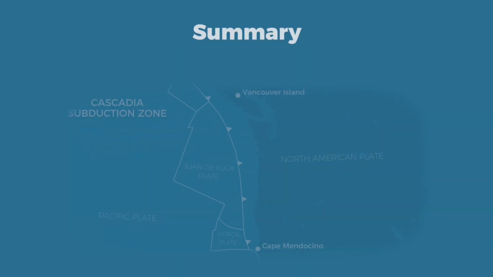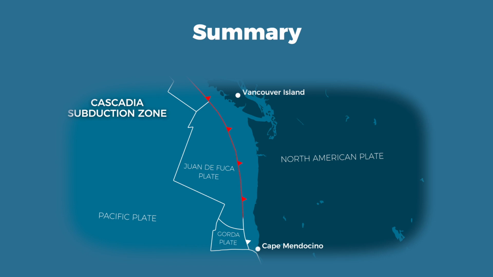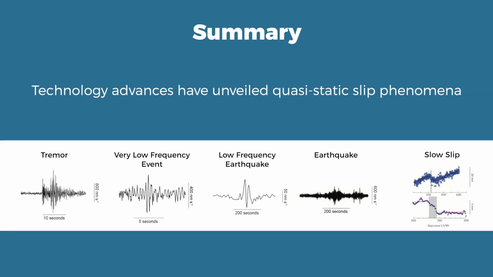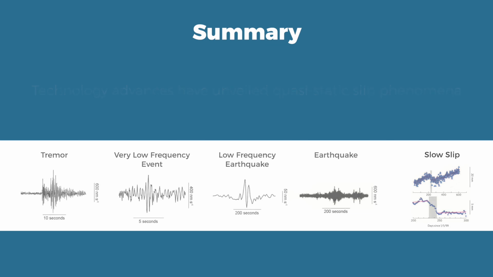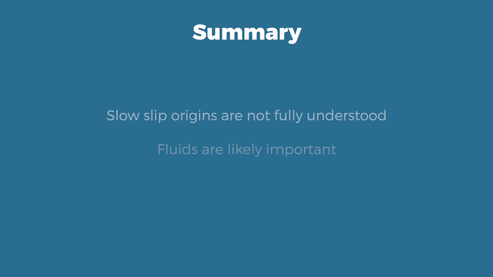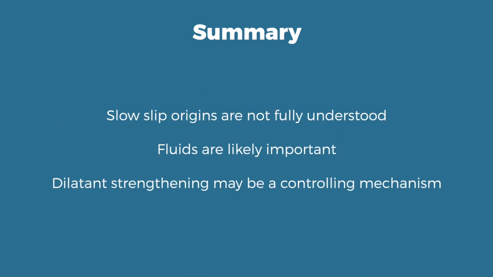So in summary, the Pacific Northwest is home to the Cascadia subduction zone. Recent advances in monitoring technology have unveiled a family of quasi-static slip phenomena at 30 to 40 kilometers depth. Episodic tremor and slip events are thought to originate in this zone, where continuous seismic tremor coincides with aseismic slow slip every 14 months or so. The controls behind slow slip are not yet fully understood, but researchers are confident that fluids play an important role.